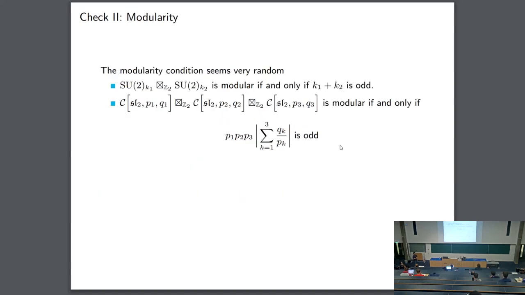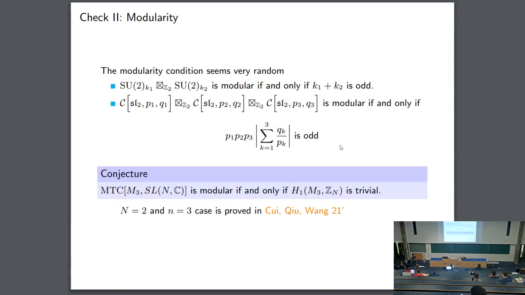Another thing, as I mentioned, is that trying to understand when an MTC is modular is a very hard question. You can try some exercises and figure out which MTC is actually modular. It's a very hard number theory question, but it turns out it has a simple answer. It's modular if and only if the first homology group is trivial, which is much easier to compute systematically.